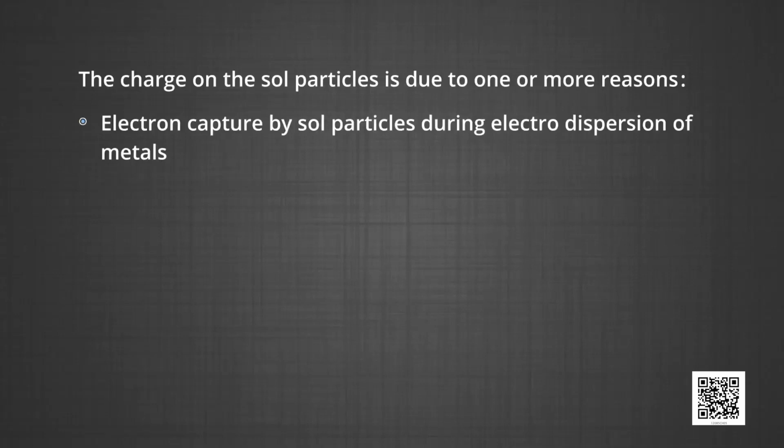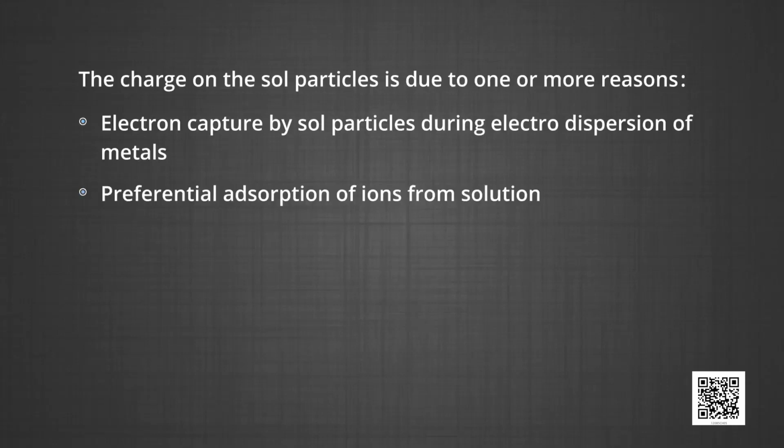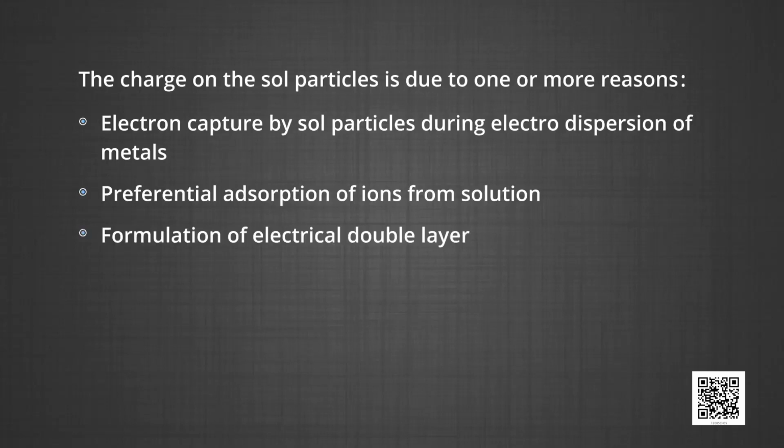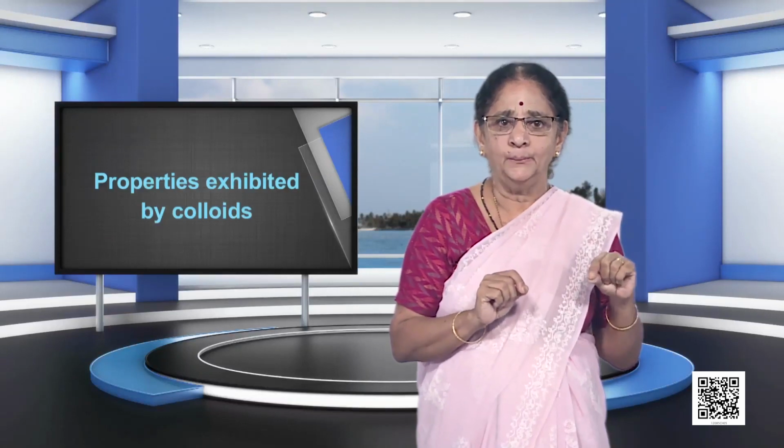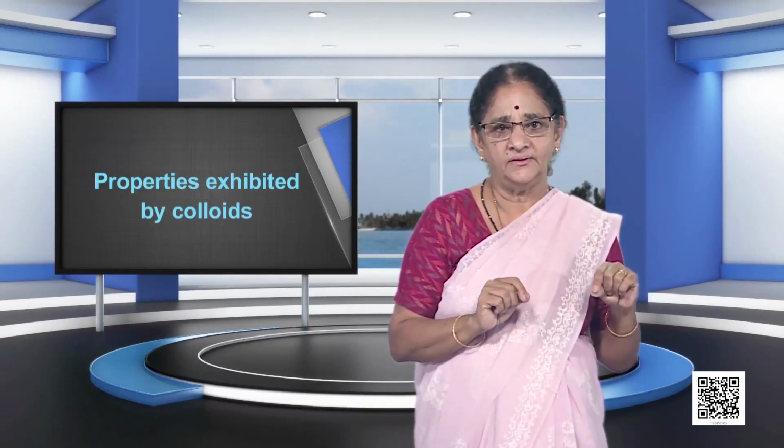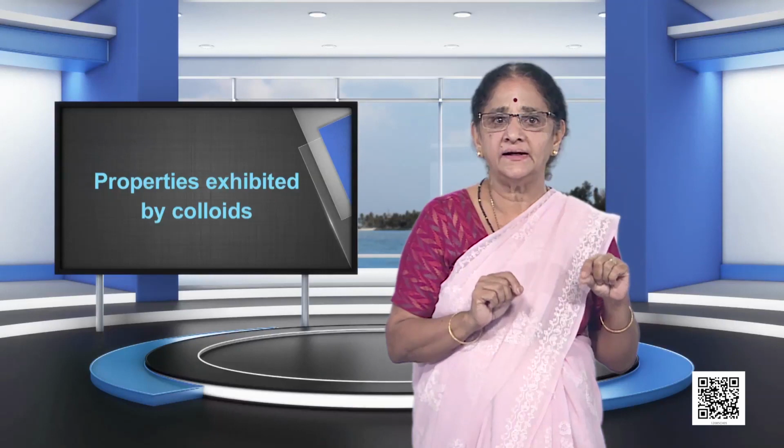The charge on the sol particles is due to one or more reasons. Number 1 being electron capture by sol particles during electrodispersion of metals. Number 2, preferential adsorption of ions from solution. Number 3, formation of electrical double layer. Amongst these three, preferential adsorption of ions is the most accepted reason.